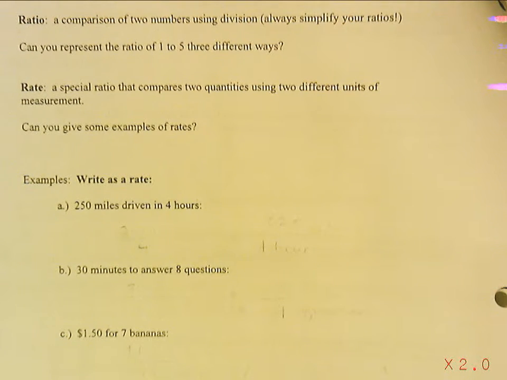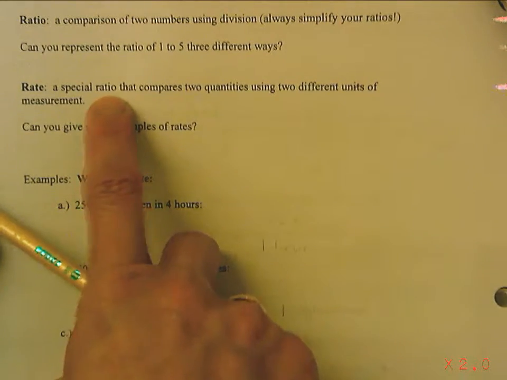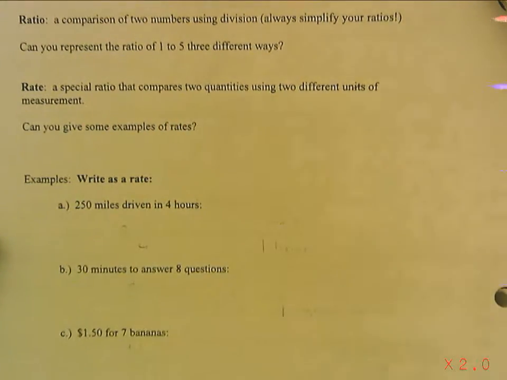Okay, let's turn to page 9 and we're going to go over the difference between a ratio and a rate. A ratio is a comparison of two numbers. A rate is a special type of ratio where you're comparing two different units of measurement. An example would be miles per gallon. You can never convert miles into gallons because they're two different units of measurement. One measures distance, one measures capacity.